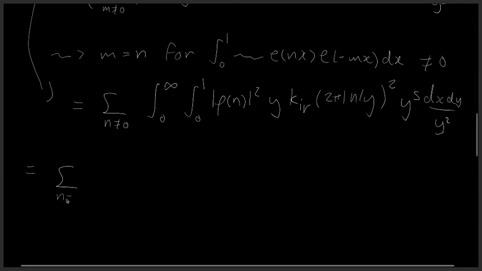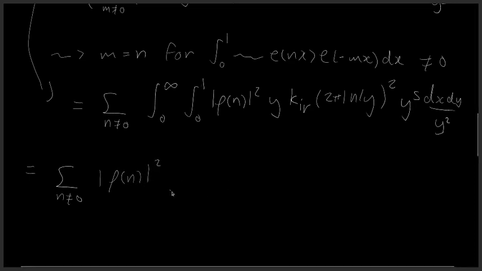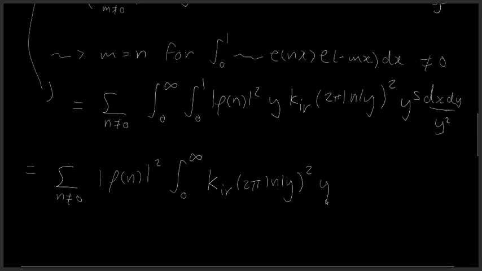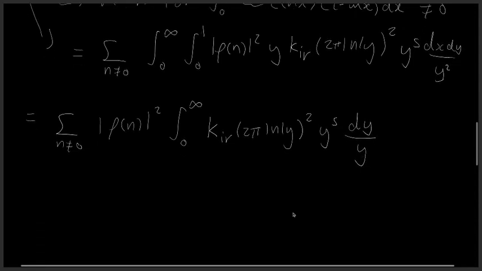Get the sum n not equal 0, and then I'm going to bring out the absolute value squared of this Fourier coefficient. And then we have our integral y going from 0 to infinity, and the power of y that we get is y to the s minus 2 plus 1. So we can write this as just our K Bessel function, iR 2 pi n y absolute squared times y to the s dy over y. That's pretty good. That's nice and tidy.